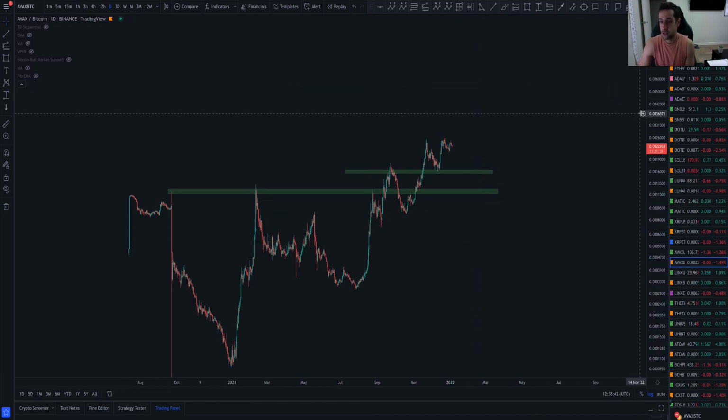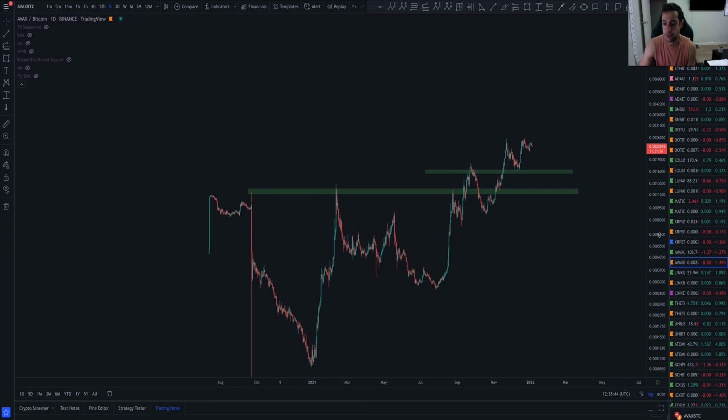So hopefully that gives you some key price targets and key levels to look out for moving into this year.